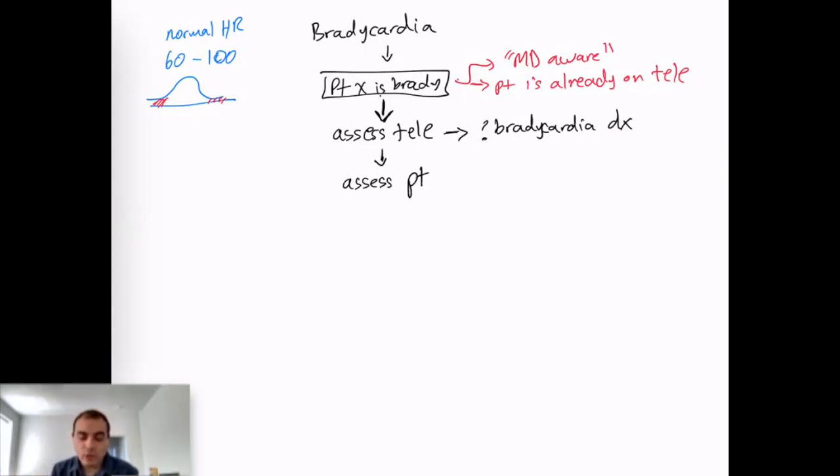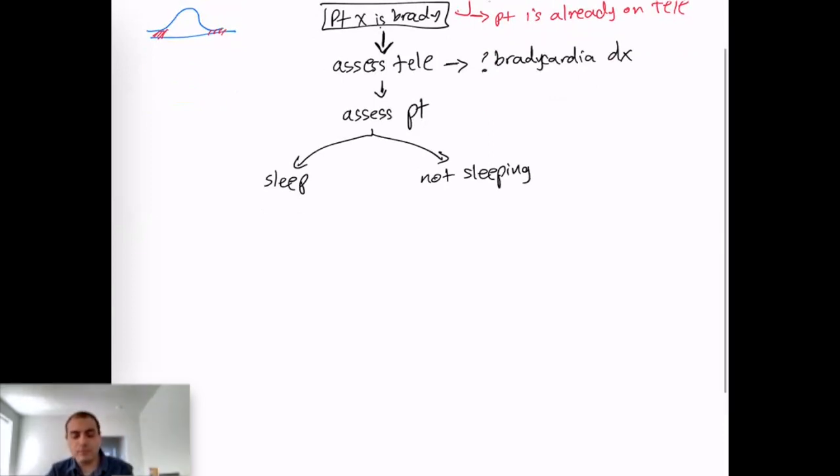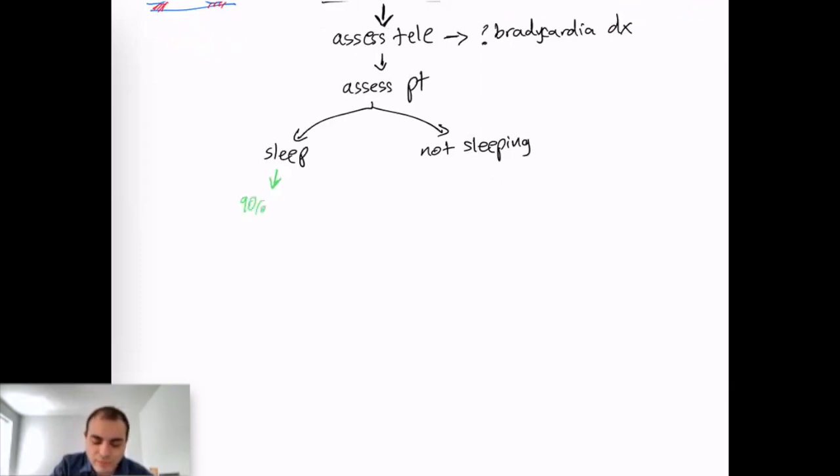You want to go see the patient, and what is something specific you want to assess? What do you think? If somebody is bradycardic, you're going to go see them. What's a very common cause of bradycardia? Let's say it's 2 a.m. Anybody know? Sleep. So you really want to assess if the patient is sleeping or not sleeping. It's really simple, because if they're sleeping, I want to say that for 90% of the time, just let it be, because it's usually an asymptomatic bradycardia in the setting of sleep, and you don't need to do anything.